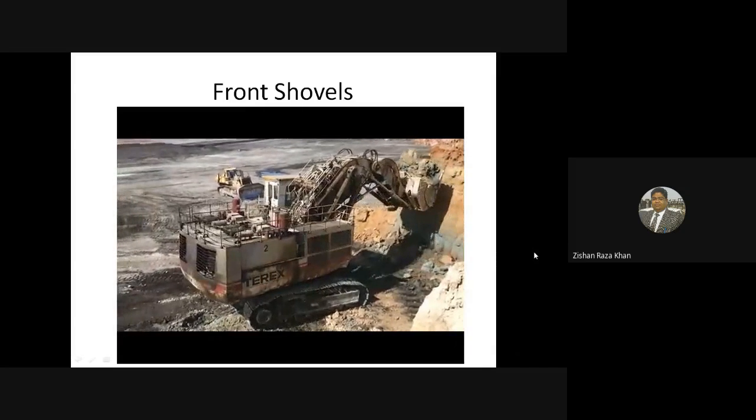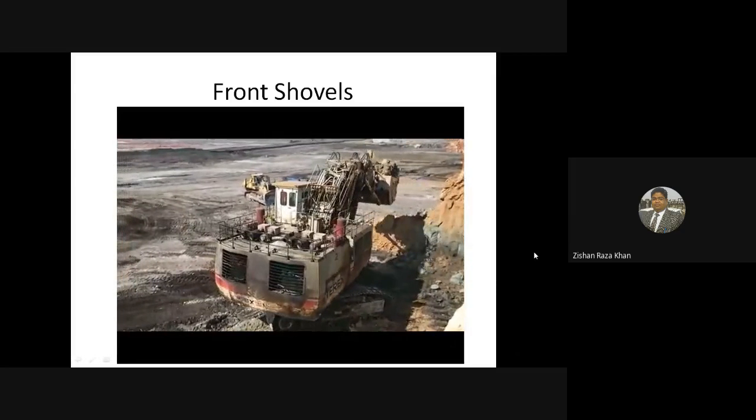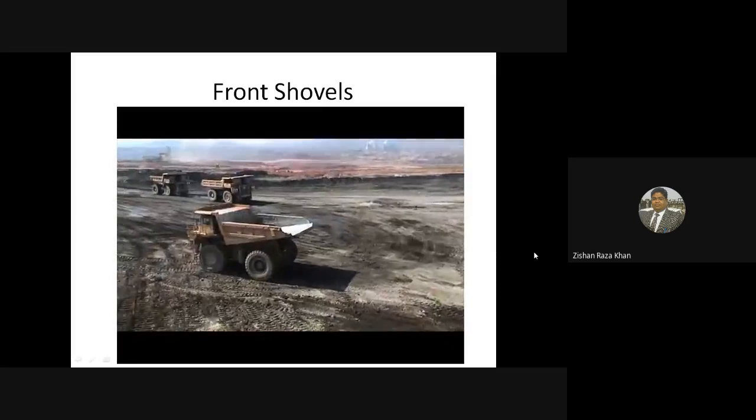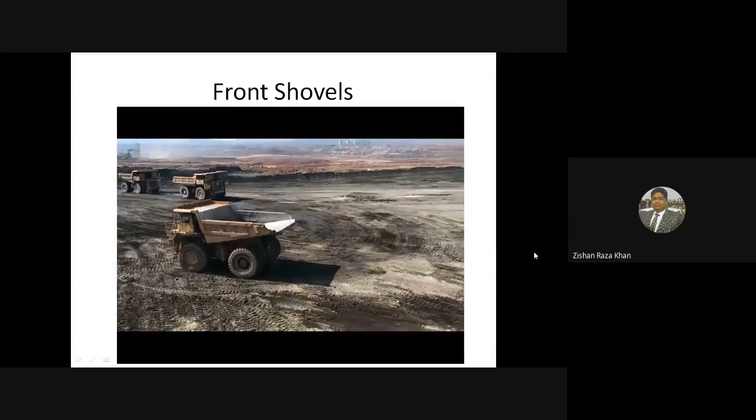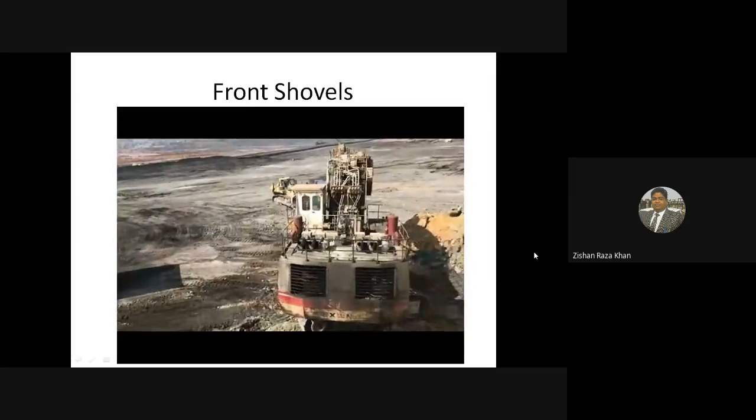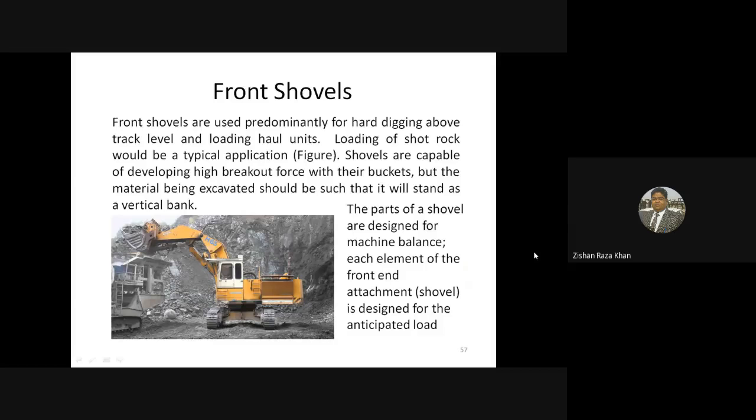Now we shall move to the specifications of front shovels. Now you have seen the working of the front shovel, and it is predominantly used for hard digging above the track level and loading haul units. Loading of shot rock would be a typical application, as you are seeing in the figure. Shovels are capable of developing high breakout force with their bucket, but the material excavated should be such that it will stand as a vertical bank.